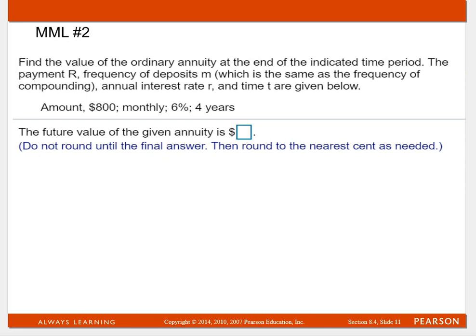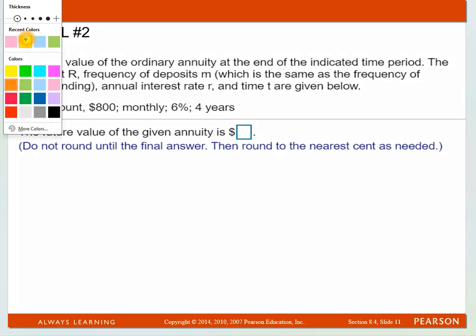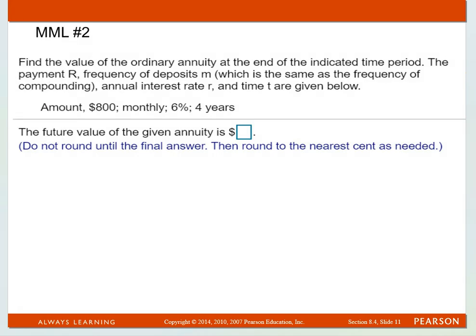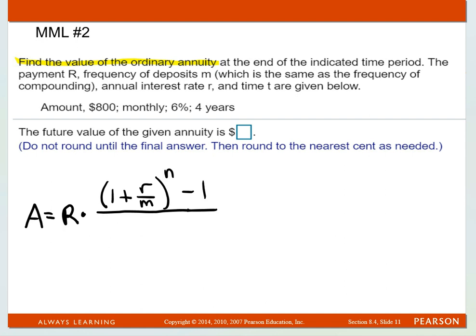Okay, my math lab number 2 says find the value of the ordinary annuity. Okay, so that's what we're doing. Find the value of an ordinary annuity. So we need the annuity formula, which is this guy right here: A equals R times (1 plus R over M) raised to the n, minus 1, all over R over M.